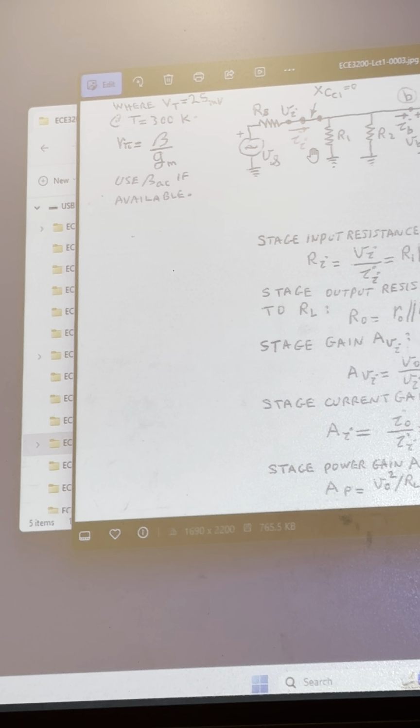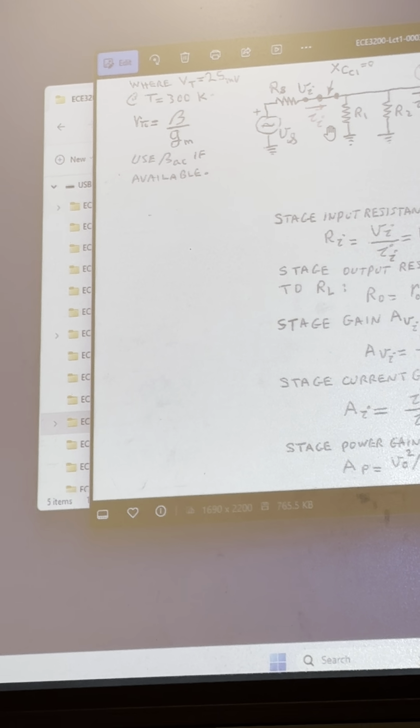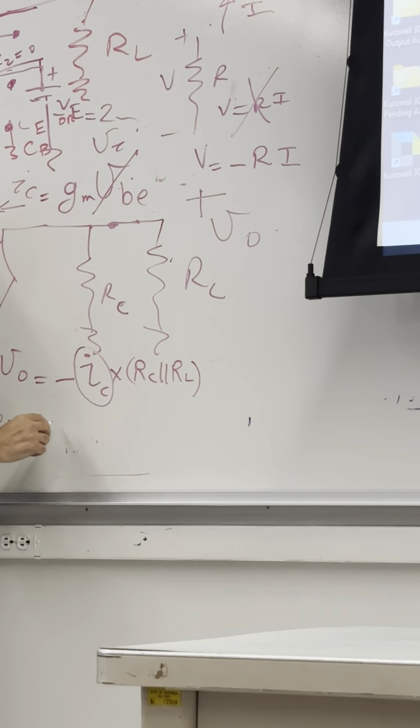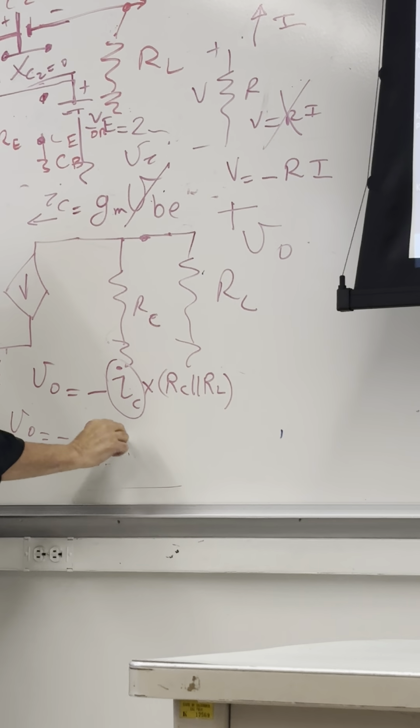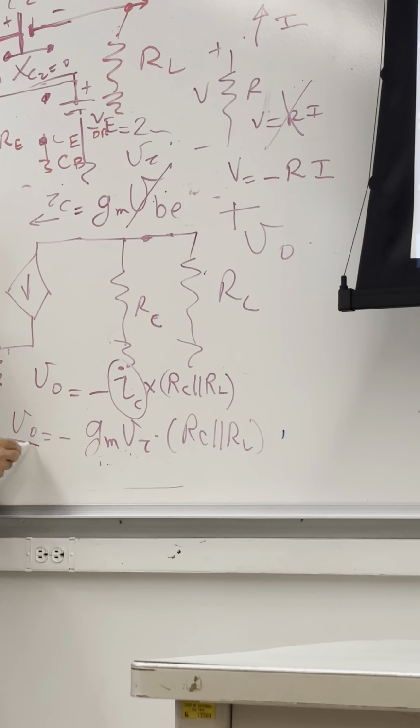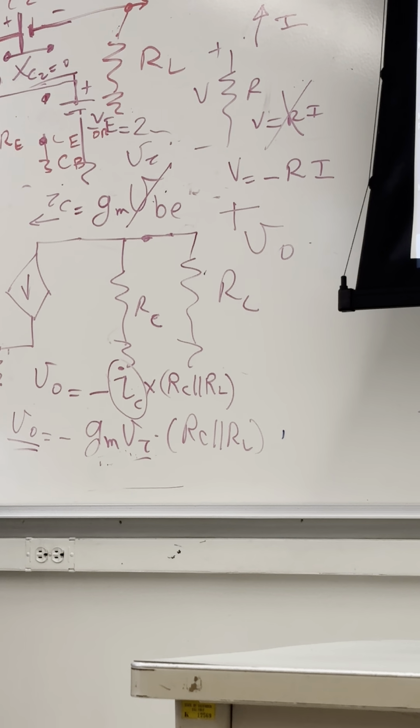So I substitute for VBE the value of VI, and this converts to VO equal to minus gm times VI times RC parallel RL. And if you interpret the ratio VO over VI as the gain, AV, VO over VI will be minus gm, RC parallel with RL. Okay, so this becomes the actual voltage gain of the amplifier stage that you made.